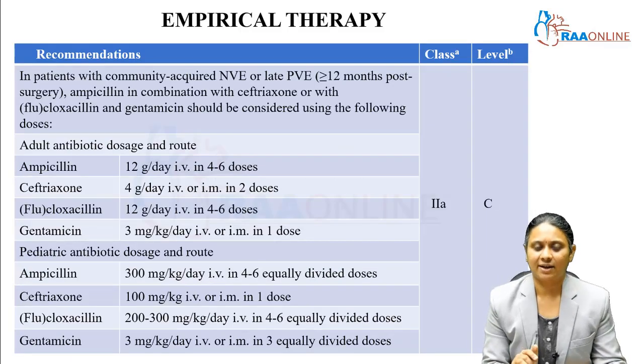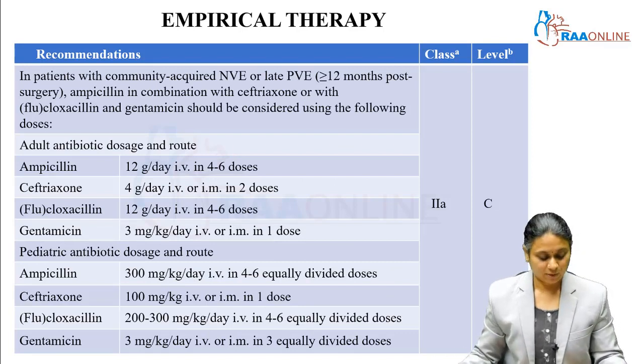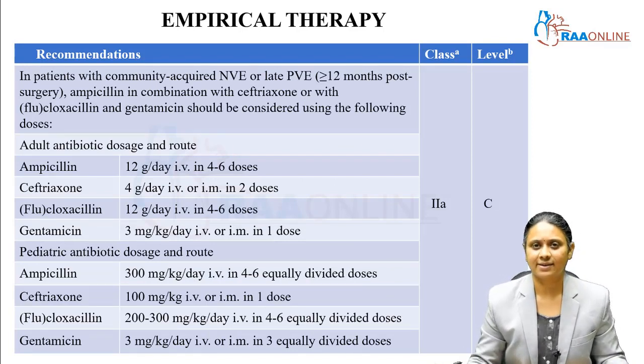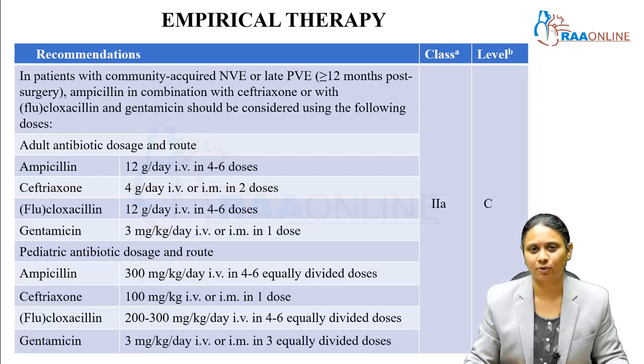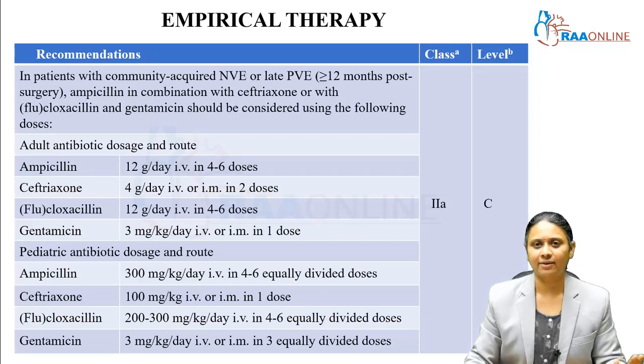So empiric therapy, we can divide into 2 main categories. One is native valve endocarditis, that is community acquired bacteremia, or prosthetic valve endocarditis more than 12 months, more than 1 year after prosthetic valve surgery. So this is community acquired bacteria, the common bacteria being Streptococcus viridans or Staph epidermidis, coagulase negative staphylococcus. So we are dividing empirical therapy into only 2 classes: native valve endocarditis, or prosthetic valve endocarditis after 12 months of the surgery.